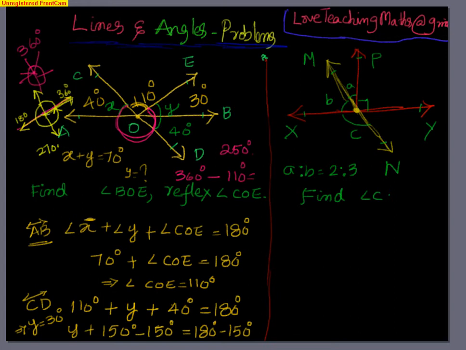So, because you can create a straight line at any point, the angle at a particular point is always 360 degrees. That's very important. The angle on a straight line is 180 degrees and the angle at a point is 360 degrees.